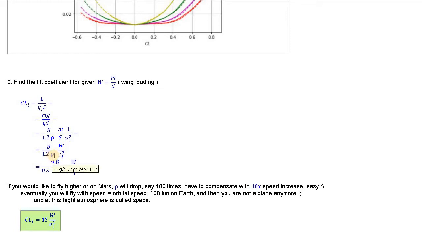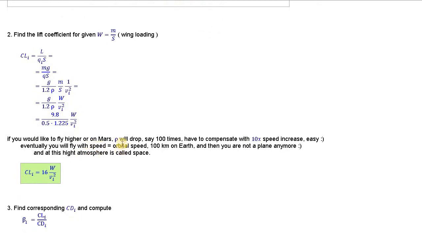So what if you're going to go higher? Or what if you would like to fly on some other planet, let's say on Mars? If you decrease the density 100 times, then you would have to increase the speed 10 times, because you have a square. So if you'd like to fly at an altitude where you have not 1 kilogram of molecules per cubic meter, but let's say 10 grams, then you would have to fly 10 times faster. So this is a good and fun observation.